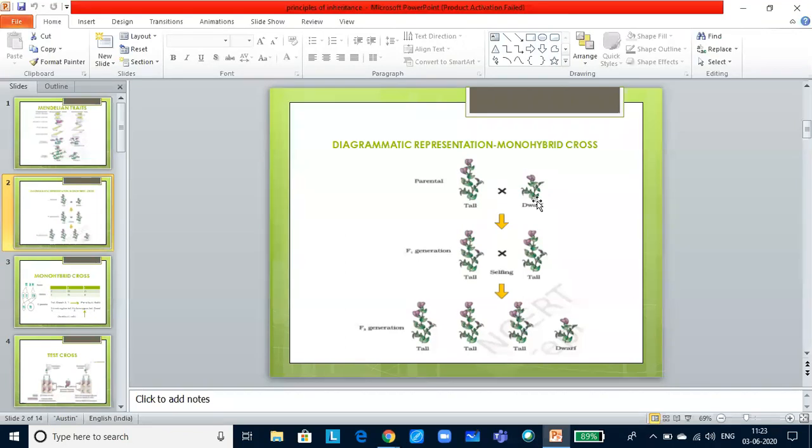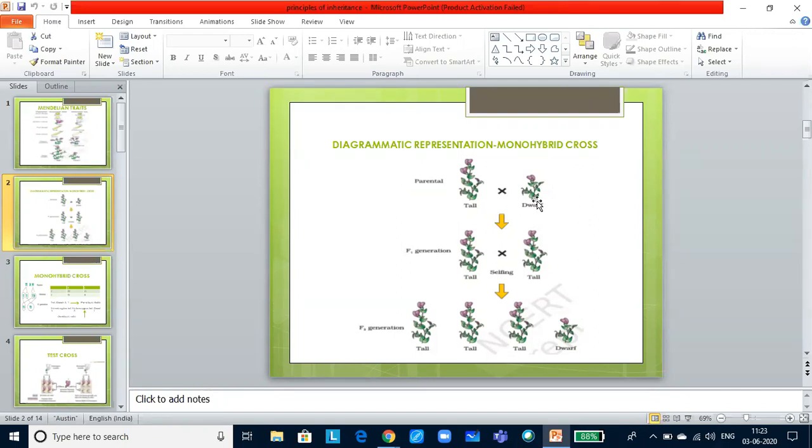Then he brought about hybridization. That means he removed the pollen from the dwarf plant and dusted it on the stigma, and then he got a generation from this plant, which was called the F1 generation. When he did it, he got all tall plants in the F1 generation. And then he thought that there is one factor which is expressing itself in the F1 generation, which he called a dominant trait.